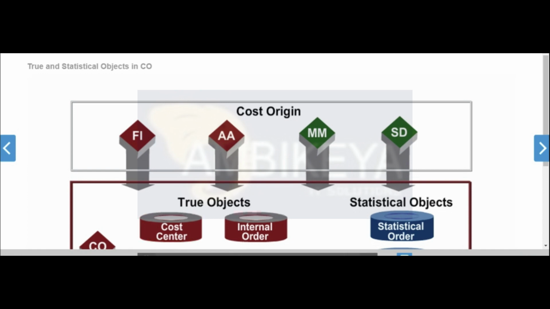Examples of true objects include cost centers, real internal orders, real projects, networks, make-to-order production orders, cost objects, and profitability segments. Statistical objects cannot allocate costs to other objects, but you can make a statistical account assignment to any number of cost accounting objects. Statistical objects include statistical orders, statistical projects, and profit centers.